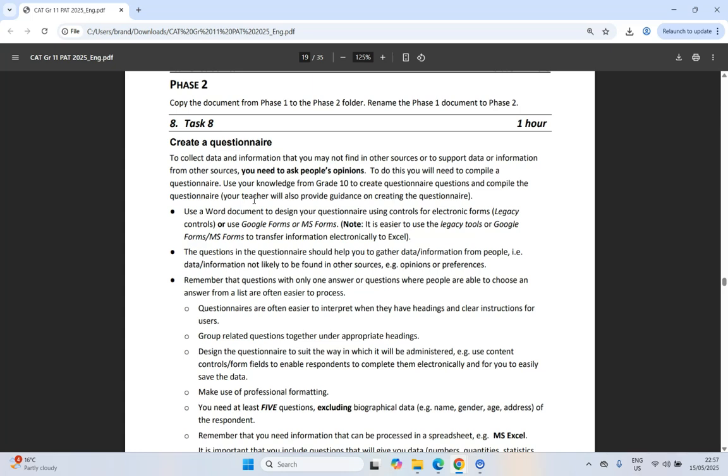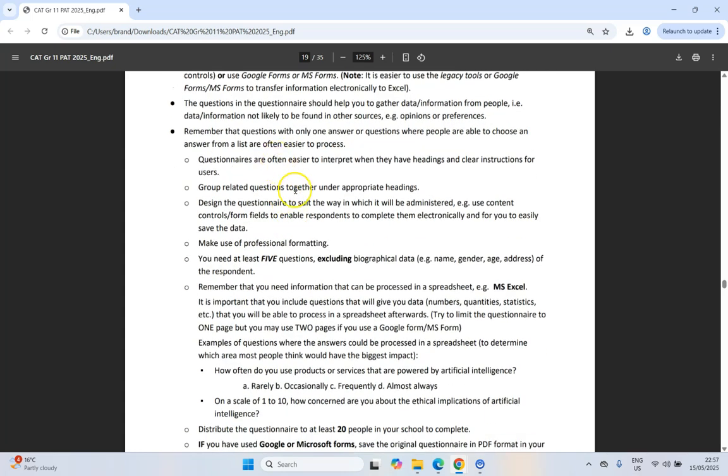Now, you want to find other information about people's opinions, and that's where the questionnaire is going to come in. You can use a Word document, or I would suggest using Google Forms or Microsoft Forms. That's a lot easier to collect the data. And they go through the types of questions that you can ask just to get more information about people's opinions. For example, in this case, which delivery services have you used? You could ask something like that.